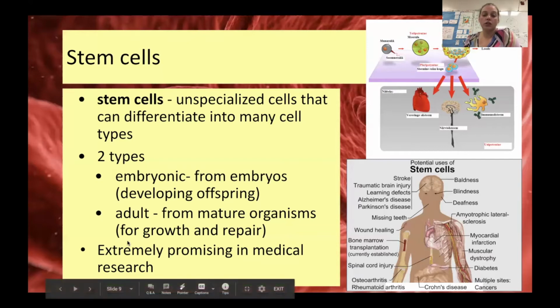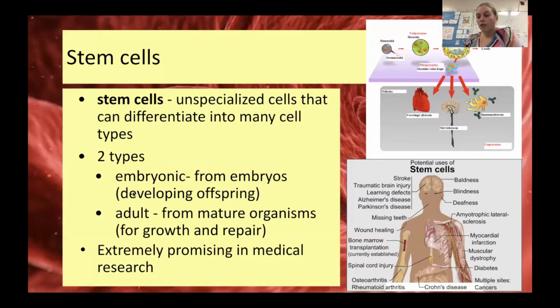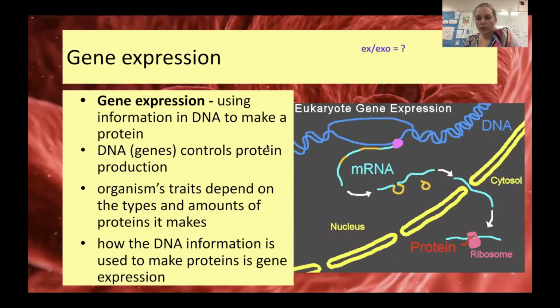But both of these are extremely promising in medical research. Embryonic stem cells are frowned upon. We don't use them a whole lot because it does require destroying an embryo. But adult stem cells, we've had a lot of luck with taking these cells out of an individual that might have a genetic disorder, manipulating those stem cells so that they no longer have the gene for that disorder, and then putting them back into the adult that they came from. And this has been used to cure certain types of blindness, and is even being used to treat diseases like sickle cell disease.